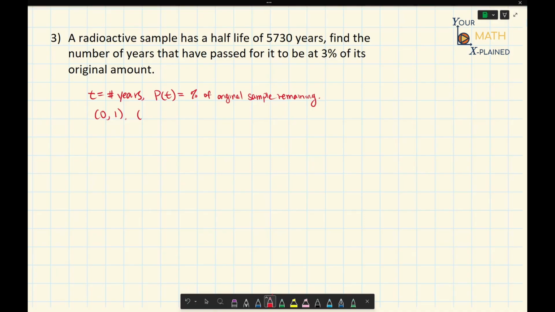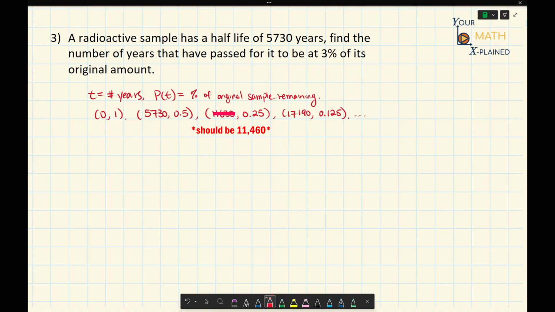When t is equal to 5,730, then that means half of it is going to be left, because that's what the half-life is. So it'll be 0.5. And then in another 5,730 years, meaning when t is equal to 11,460, we're going to have half of what we had 5,730 years ago, so it'll be 1/4. And then another 5,730 years, that'll be 17,190, and then it'll be half of a quarter, so it'll be 0.125, and so on.